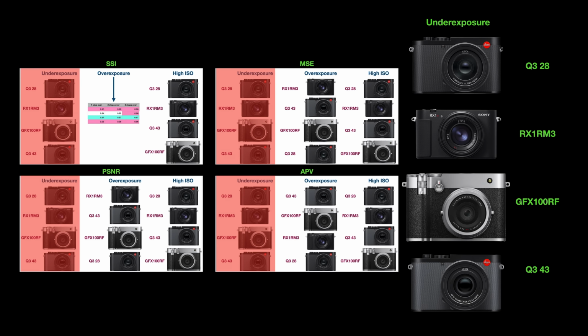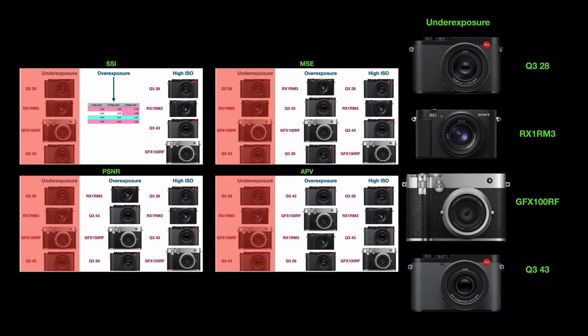If we look at underexposure, it's actually the same consistency we see here. The 4 cameras with respect to all 4 metrics are ranked consistently in the same order. Number 1 is the Q328, number 2 is the Sony, number 3 is the Fuji, number 4 is the second Q3 camera. No difference at all with respect to all 4 metrics, highest consistency we could ever achieve here.